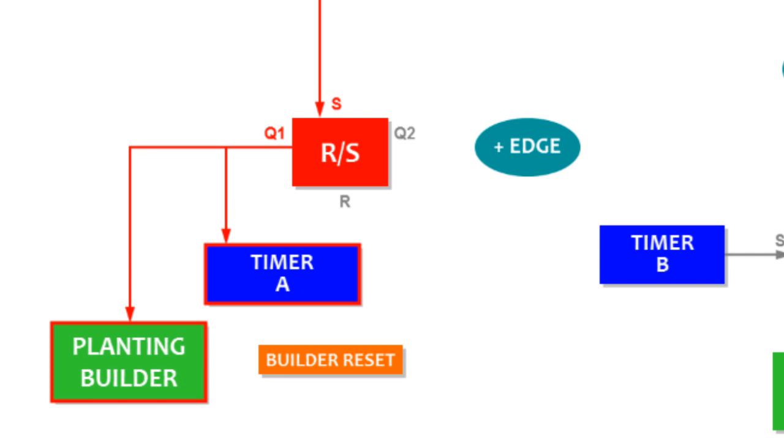The planting builder remains running as it's planting, and timer A remains running. Once timer A is done, it's going to send out a signal to the R input of the RS NOR latch.